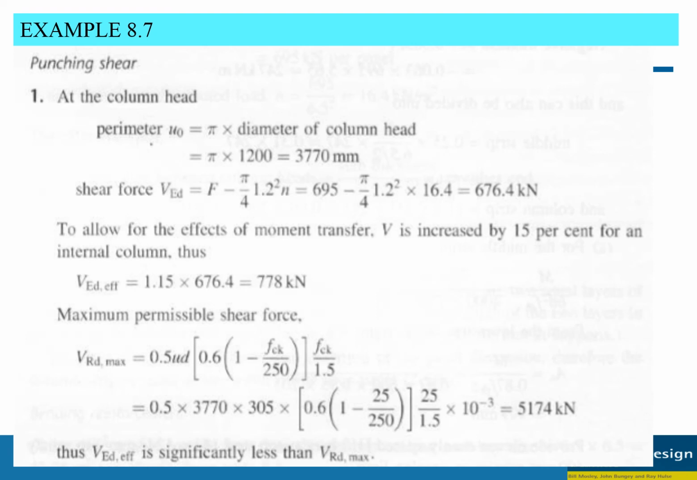After that, calculate the maximum permissible shear force by using VRd max, so that we have the value of VRd max as 5174 kilonewton. You can see here that VEd is significantly less than VRd max, which means the punching shear at the column head is safe.